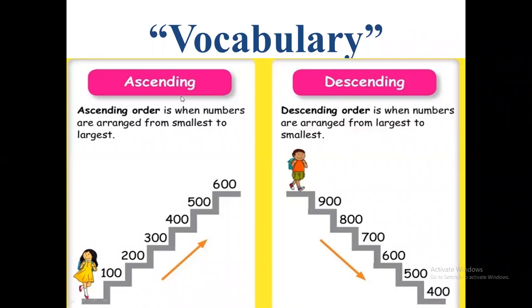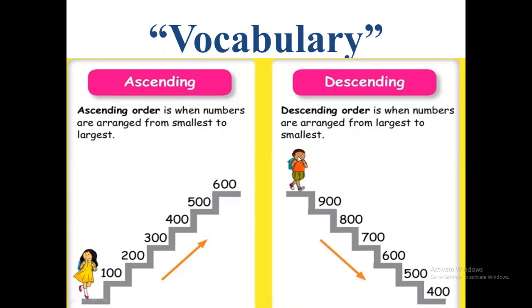As you can see, I have arranged them into two columns to make it more clear. Ascending order is when numbers are arranged from smallest to largest. As you can see, it is present on the steps of this stair. And this arrowhead is also showing you the direction: first the smallest number comes, then 200 is bigger than 100, then 300 is bigger than 200, 400, 500, and then 600. That means you are going from smaller to bigger number.